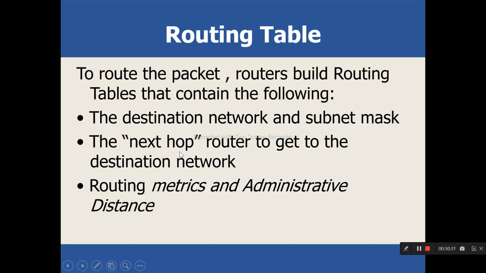So what information is available in the routing table? Destination address, subnet mask, next hop address, and apart from that, the metric and administrative distance. Almost five main pieces of information are available in the routing table. What the next hop address, the metric value, and the administrative value are, we'll discuss in the routing protocol session. Right now we have understood the network address and subnet mask, which are information available in the routing table.